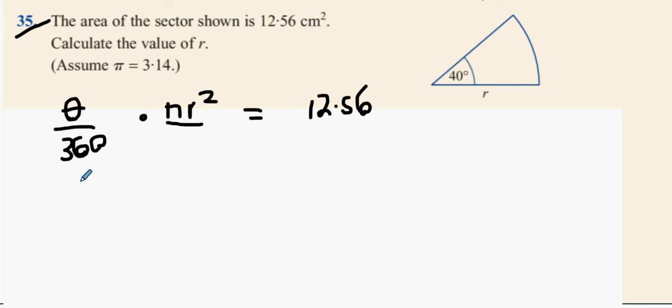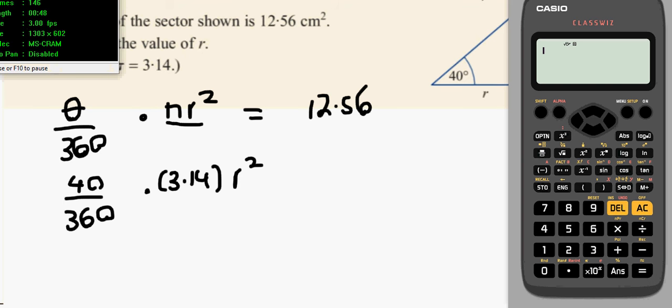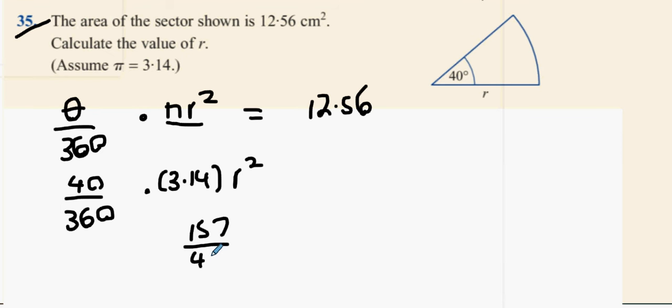Now, what's 40 divided by 360? Doesn't even matter. 3.14 here, yeah? Radius squared here. Alright, here's a little cheat for you. On the left, throw it all into the calculator. We're going to have 40 over 360, which we all know is a ninth, and you're going to multiply that by 3.14, and you're going to stop. 157 over 450. Everybody cool with that?